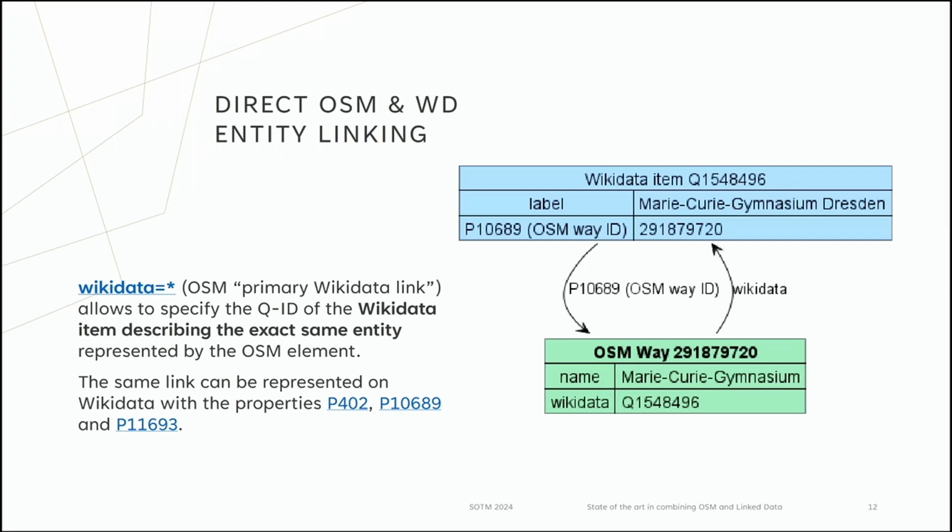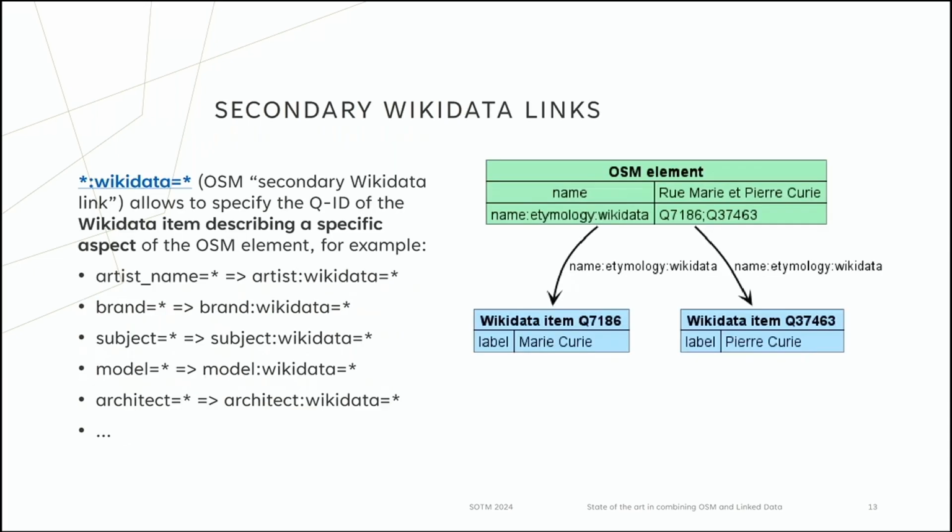The main one is the so-called primary links, which, through the Wikidata tag, allow the editor, the person who is tagging, to specify that a certain OpenStreetMap element represents the exact same entity that is represented by the Wikidata item that we are referencing. It is also possible to link to Wikidata through the so-called secondary links, which use Wikidata to describe some specific aspect of the OpenStreetMap element.